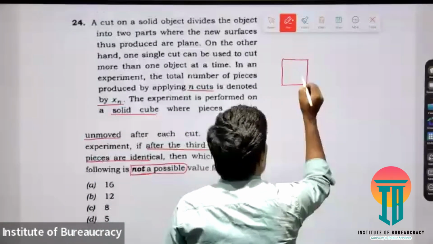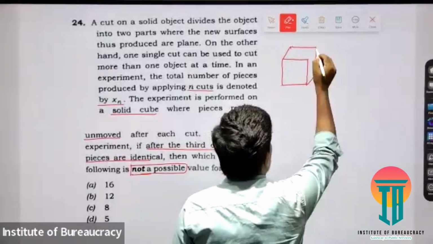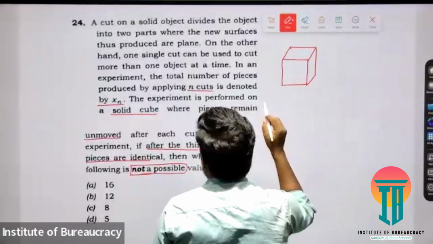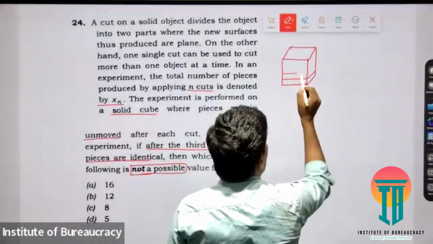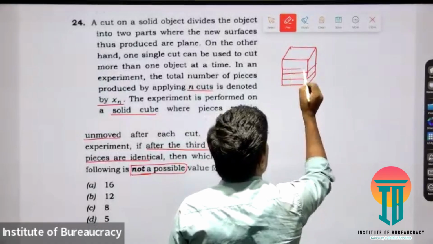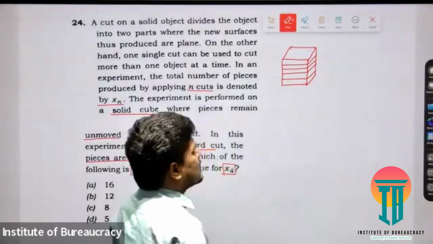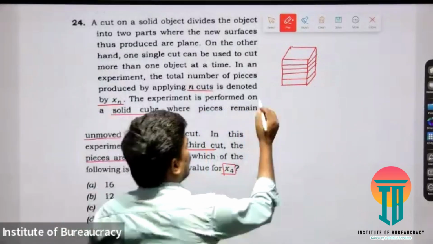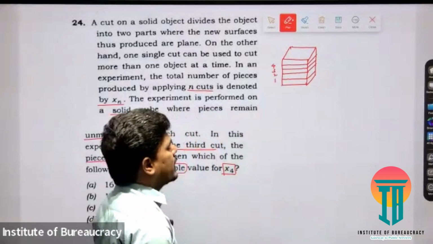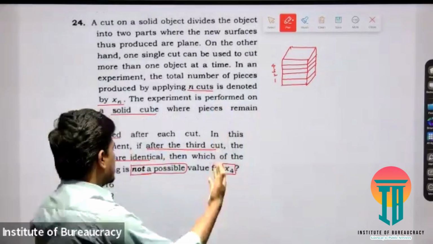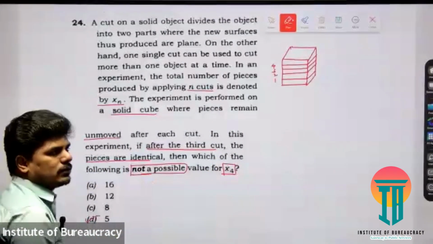Suppose if you take a cube, if I make 4 cuts, I need to make 4 cuts. First cut, second cut, third cut, fourth cut. If I make these 4 cuts, so 1, 2, 3, 4 cuts I have done here. So I got 5 identical pieces. 5 identical pieces possible. They are asking not possible.